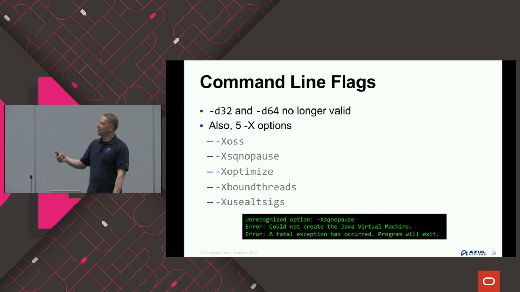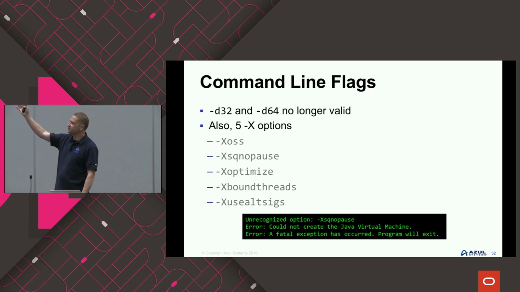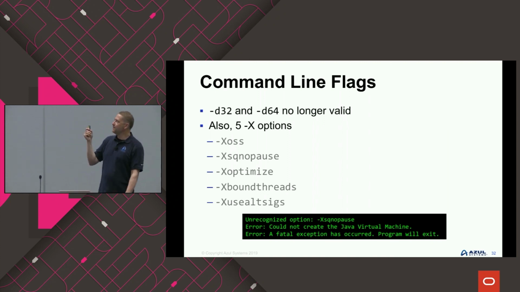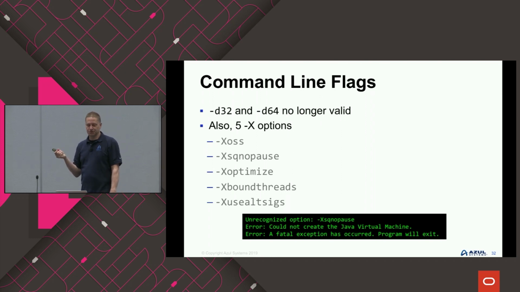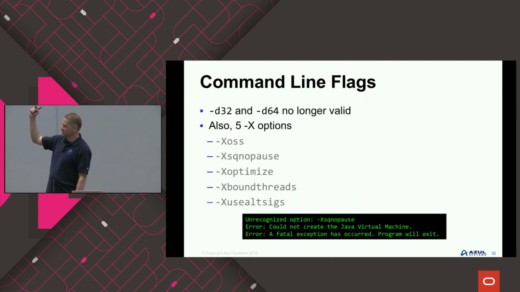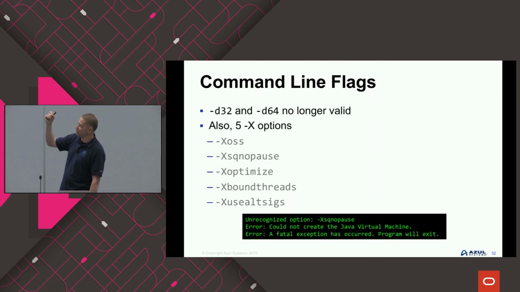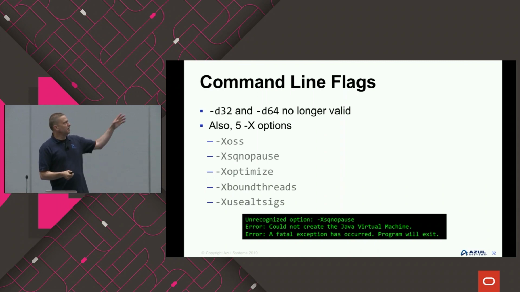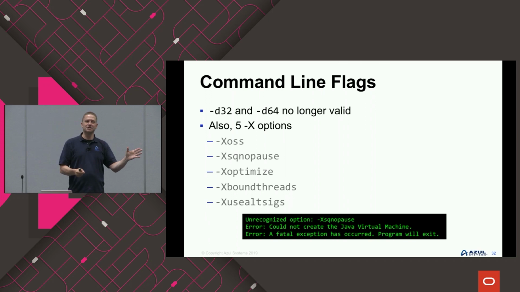Command line flags again, some smaller things here. So -d32 and -d64 are no longer valid, so they won't work. And then there are 5 -X options that have been removed: oss, sqnopause, optimizebound threads, and usealtsigs. And again, those will stop your virtual machine from starting up. I kind of looked at these, and I know like bound threads, I understand that one, but sqnopause, I could not find what that does. So I have no idea what it does. Probably not going to be a problem for people using that, because nobody is going to be using it.